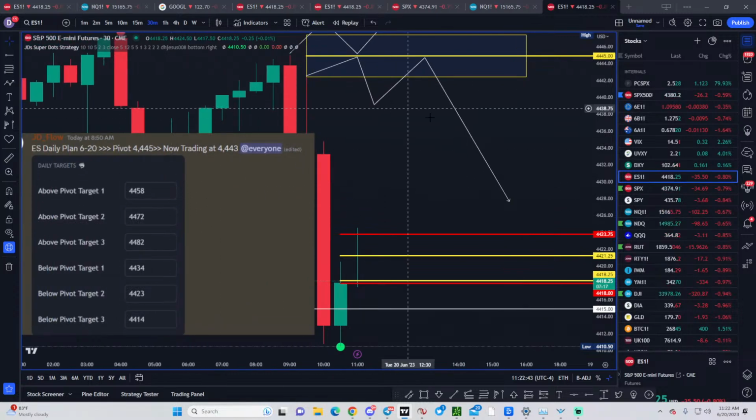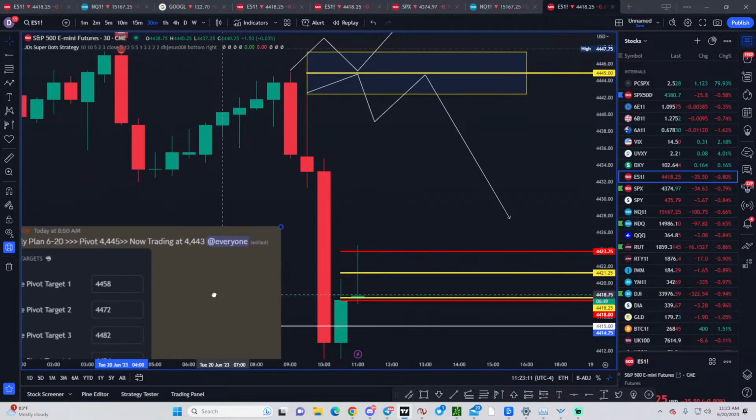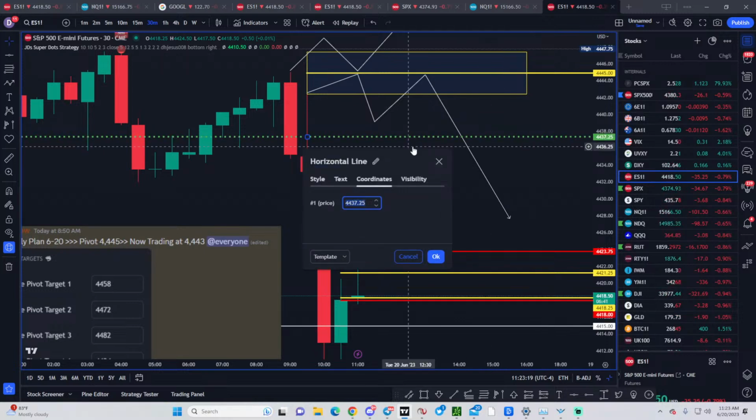We also have targets here. As you can see, we got targets 44.58, 44.72, 44.82. So we're going to put those targets in the chart, and we're going to talk about those targets and what they mean. And this is where the level to level trading class will help you understand how to go about trading the plan that we post every day. So we're going to draw some lines here. 44.58.